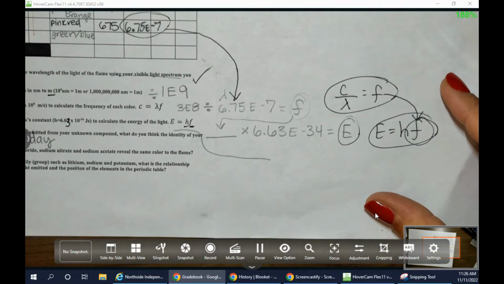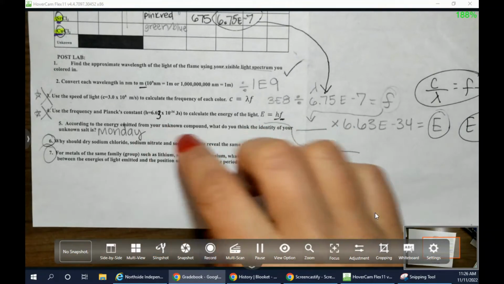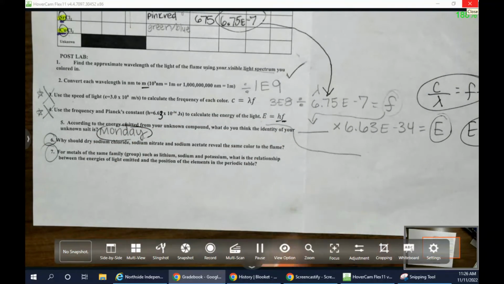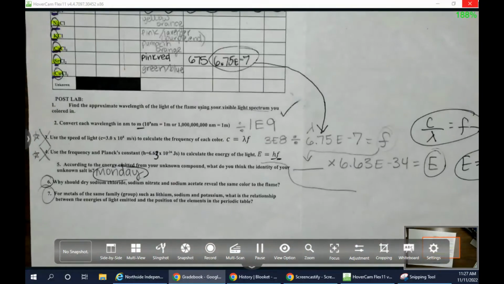Then number 5 says, according to the energy emitted, what was your unknown compound? I will do that with you guys on Monday, so don't worry about that. It doesn't need to be in your lab report. Leave that whole line blank. We'll add it on Monday. So don't worry about doing anything with number 5.